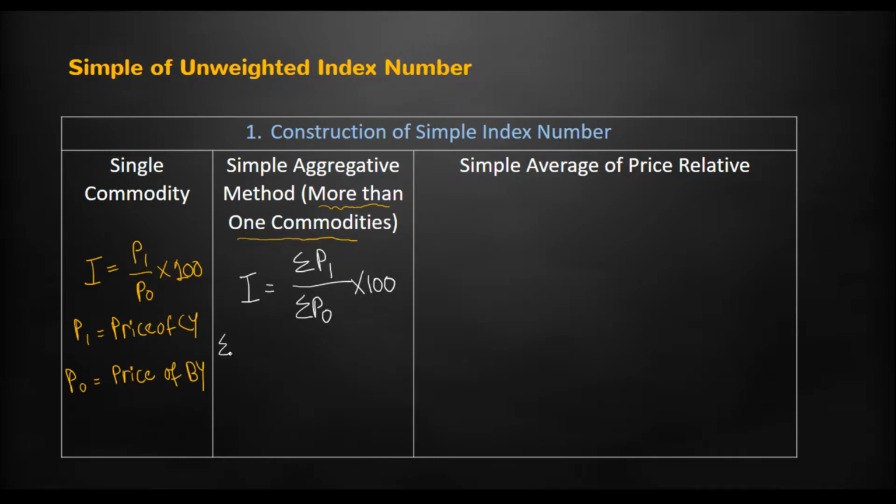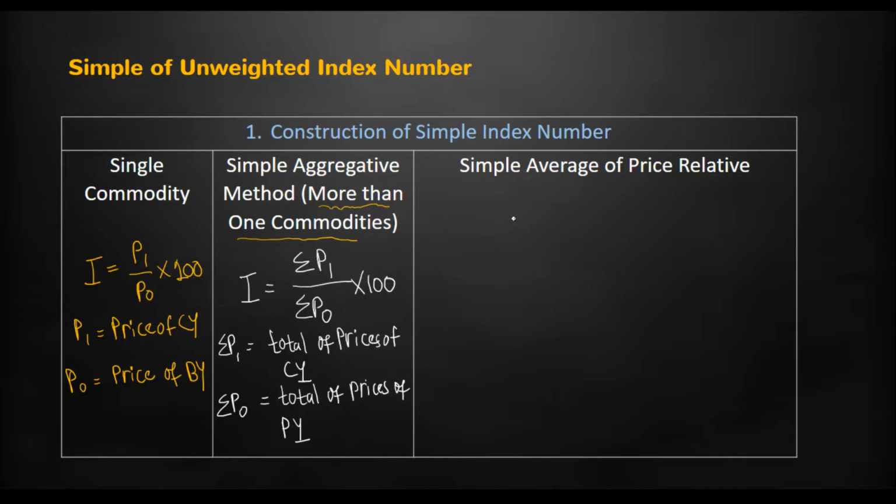यहाँ पे जो सिग्मा P1 होगा ये होगा टोटल ऑफ प्राइस ऑफ करंट ईयर। हमारे पास बहुत सारी कमोडिटी है तो उन बहुत सारी कमोडिटी की बहुत सारी प्राइसेस भी होंगी, उन सब का हमें टोटल कर देना है। And sigma P0 will be the total of the prices of the previous year, right? So this is a formula which is applicable only when there are more than one commodities.